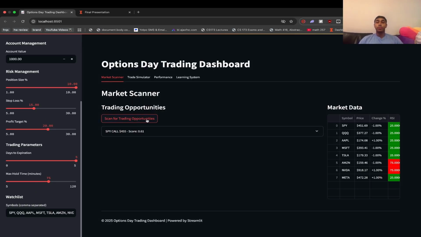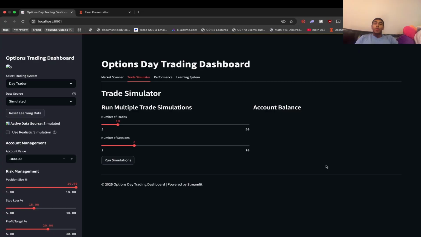So that's what we try to do. All right, so next up we actually have the trade simulator. This is where we test out different trades and we test out our bot itself. Right here we can select the number of trades and the number of sessions. We multiply these two together, and that's how many trades we'll commit in total.